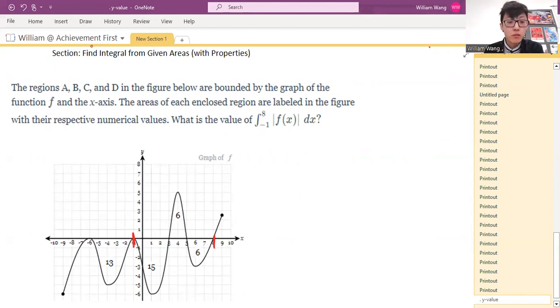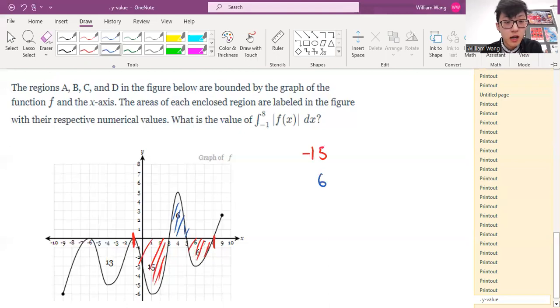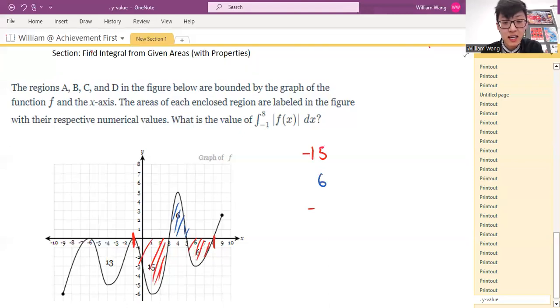Right? -1 to 8. I could shade all this, right? Shade all of this, and then shade all of this. So what are my areas? The first one, 15. So that's really -15. My area here, 6 is positive. And then my bottom area is -6, right? That's also negative.